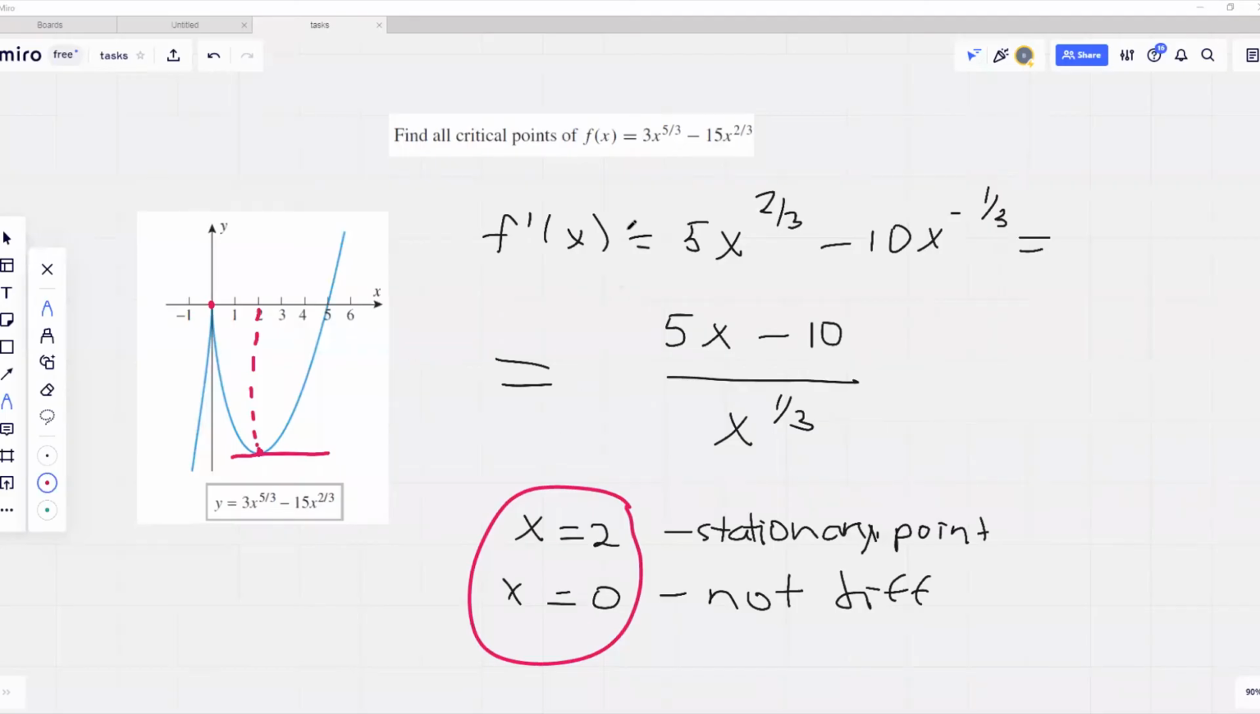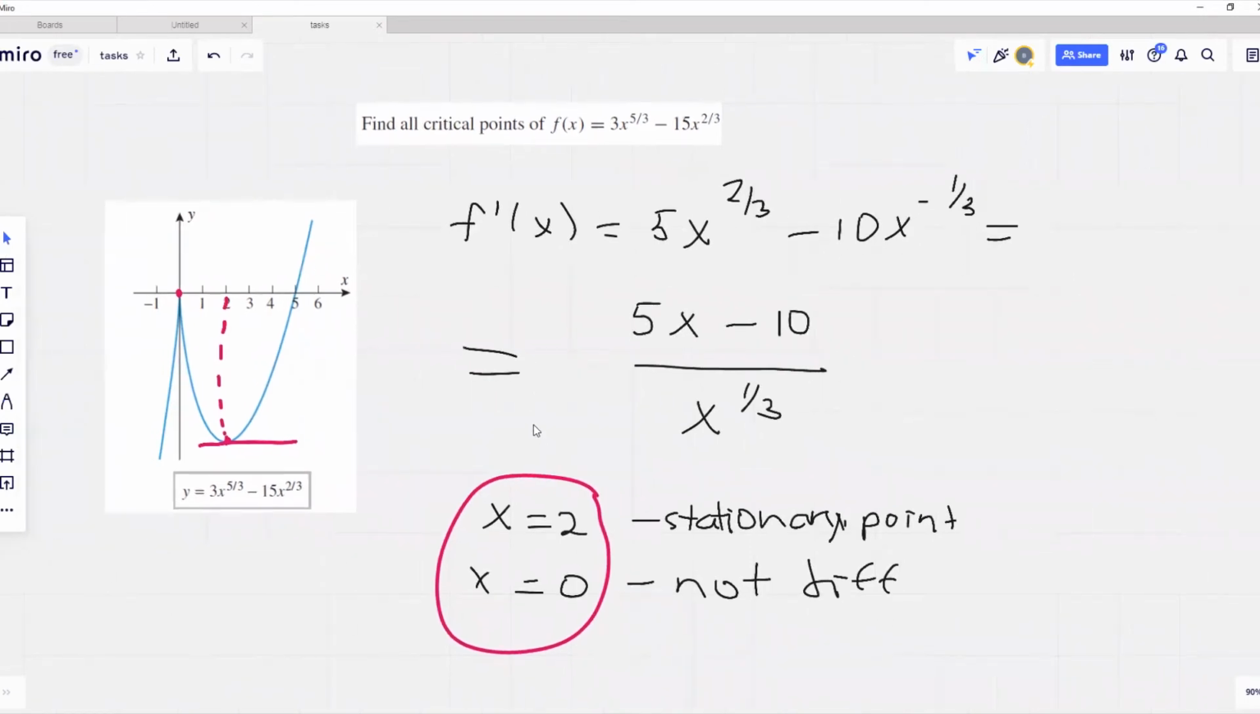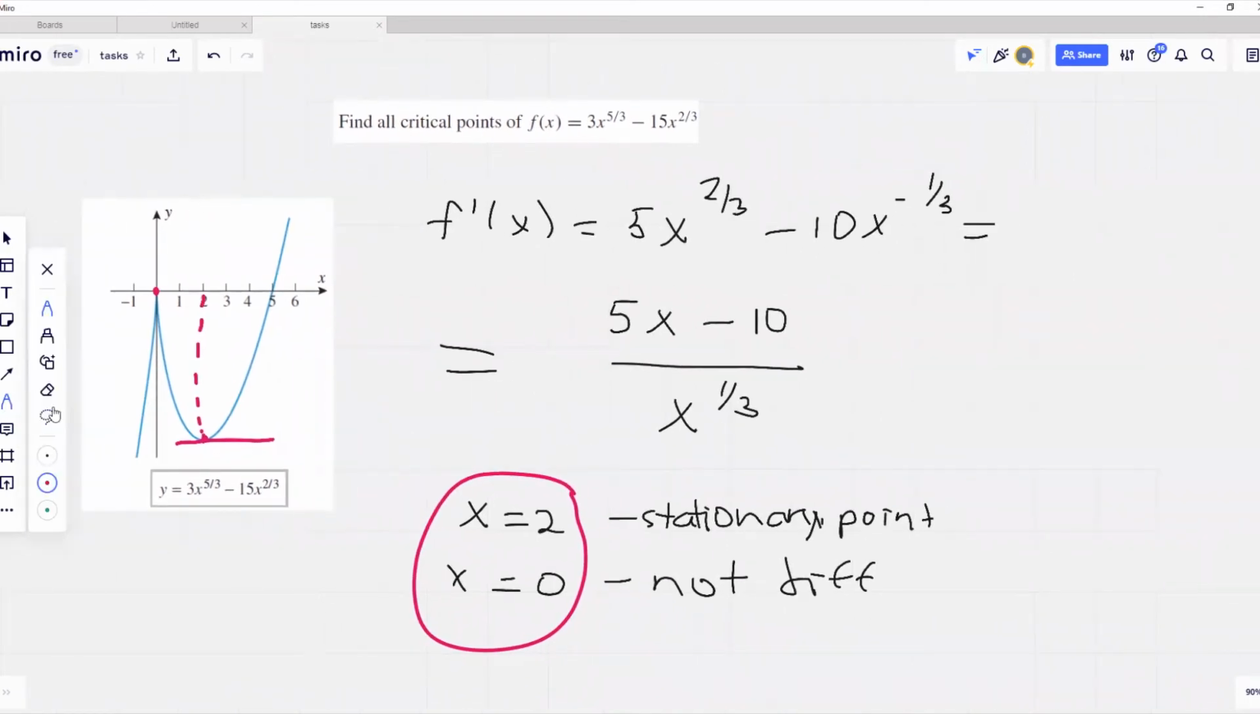Now let's come back to the problems that we solved previously. So we found critical points of the following function, namely x is equal to 0 and x is equal to 2. Now let's study the sign of f prime to find relative extrema points without looking at the graph of this function.